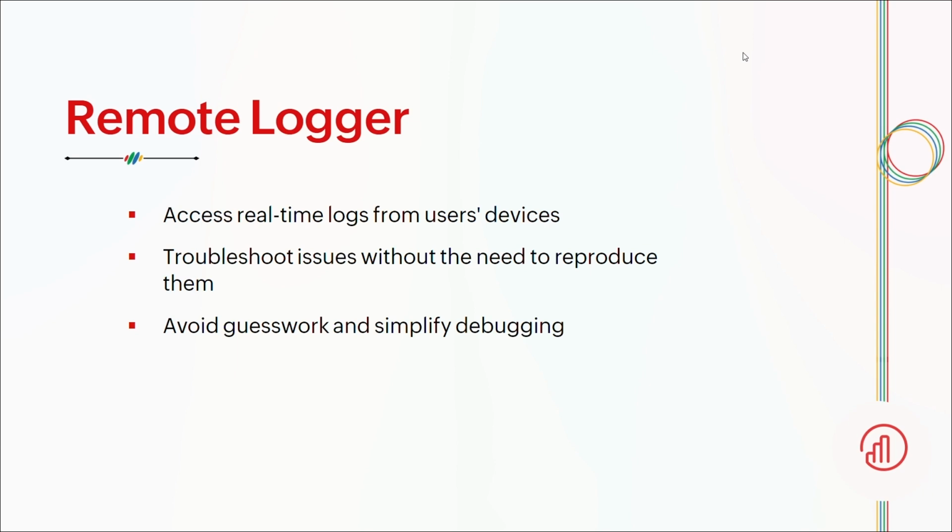What is Remote Logger? Remote Logger provides real-time logs directly from users' devices. Imagine this: your app encounters an unexpected issue in the wild. With Remote Logger, you get instant access to logs right from the user's device. These logs are sent instantly as they happen, giving you a clear view of what's going on without needing to reproduce the problem yourself. Let's dive now into how you can use Remote Logger in the Apptics console.